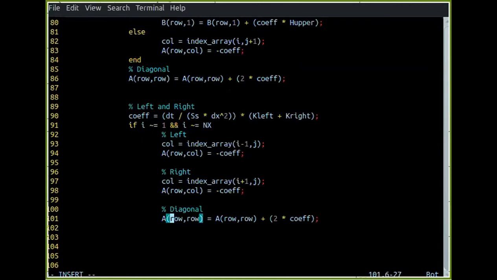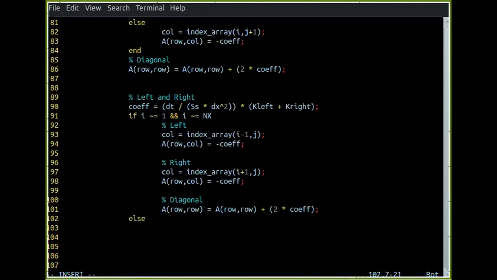Okay. So if we're not on the boundaries here, so if I is not equal to 1 and I is not equal to nx, then we'll do what we're normally going to do here. But if we are on one of the boundaries, then we're going to have to do things a little differently. Because if we're on the left boundary, it not only affects the left flow, but it also affects the right flow.